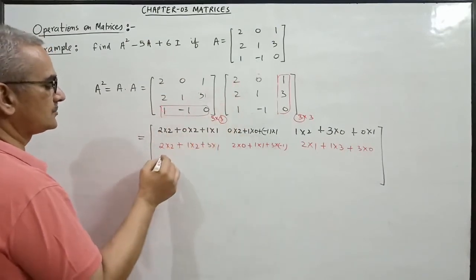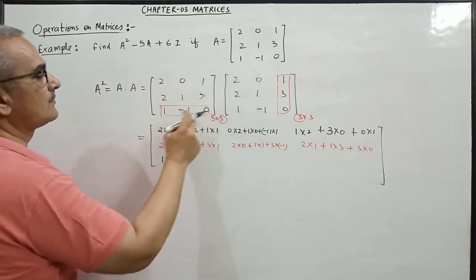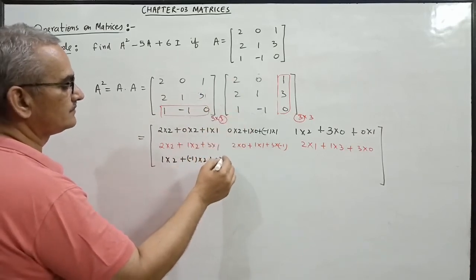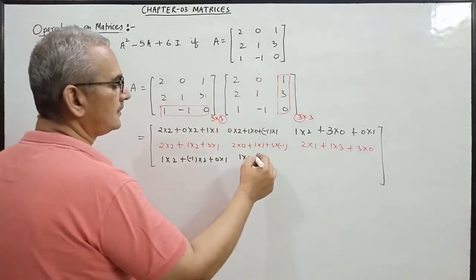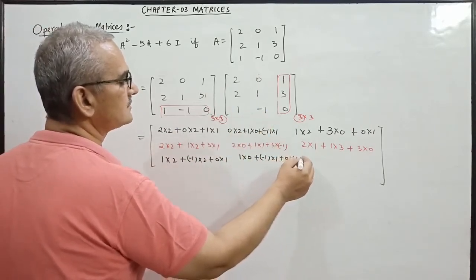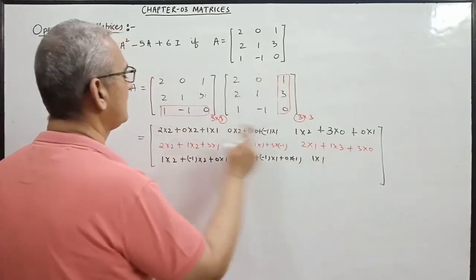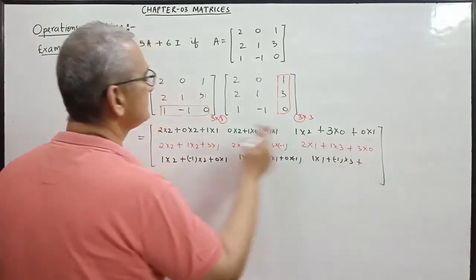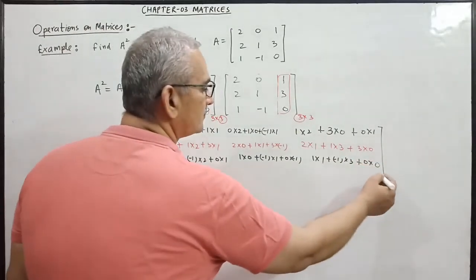So 1 multiplied by 2, minus 1 multiplied by 2, 0 multiplied by 1. Second column we take now: 1 multiplied by 0, minus 1 multiplied by 1, 0 multiplied by minus 1. Then we take the third column: 1 multiplied by 1, minus 1 multiplied by 3, plus 0 multiplied by 0. I hope that this is clear to you.